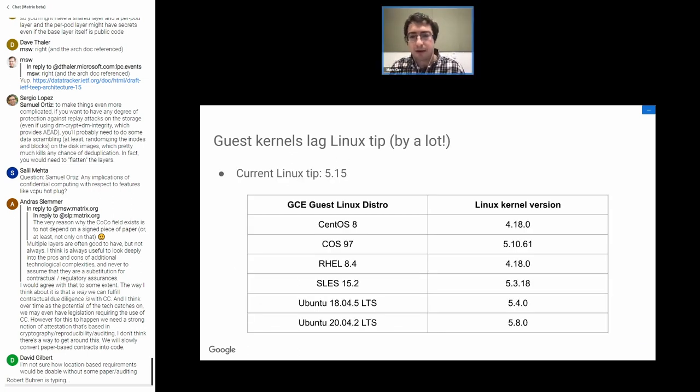I looked at all the images on Google Compute Engine that are today tagged as SEV capable, which is a signal to customers that if you mark your VM as a confidential VM running on an AMD platform, you can go ahead and enable vanilla SEV. Again, no SEV-ES, no SEV-SNP yet. The thing to look at here is that the current Linux tip as of last weekend is 5.15, and the images running on our cloud, and I assume other clouds are similar, are much, much older.